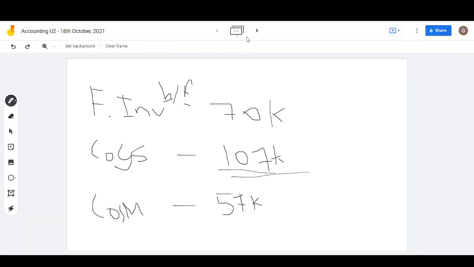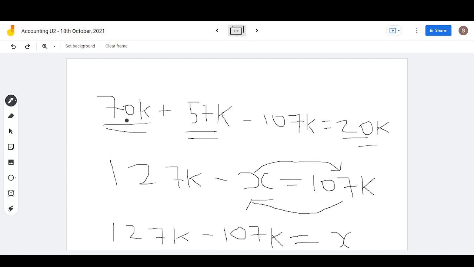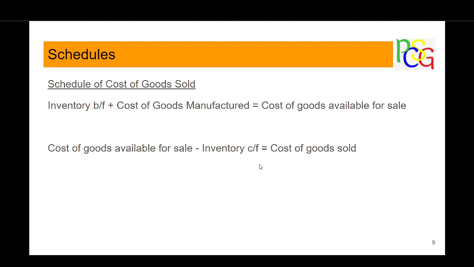So that's what I did here in the first line. I have 70,000, which is the brought forward inventory, plus the goods manufactured, and don't worry too much about this part yet. This first part gives us 127,000. But we know, according to our second formula, that once we determine our cost of goods available for sale, we must deduct our finished goods carry forward to get our cost of goods sold. But the problem is we don't know what our inventory is, so we must determine this figure.